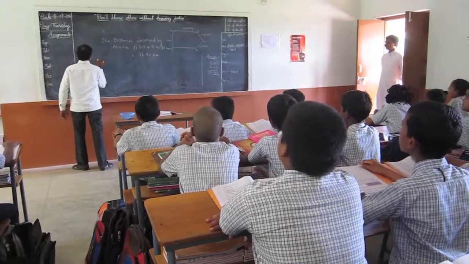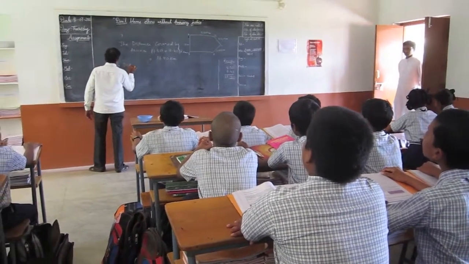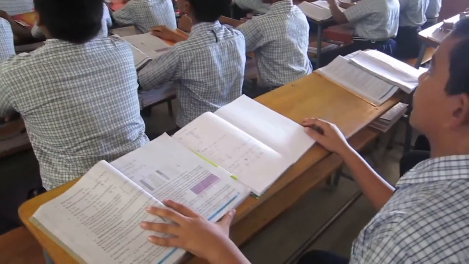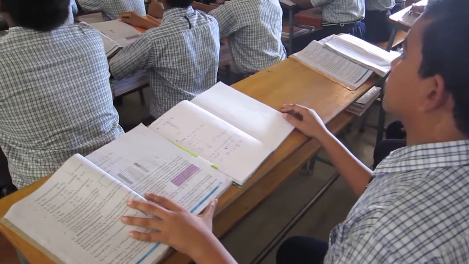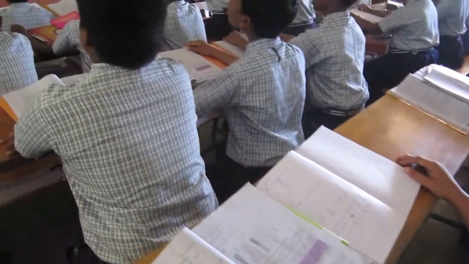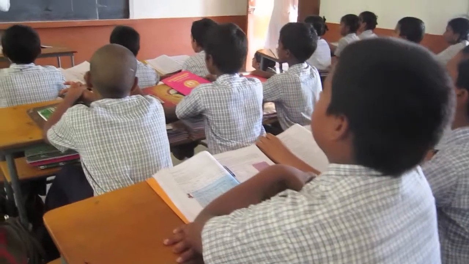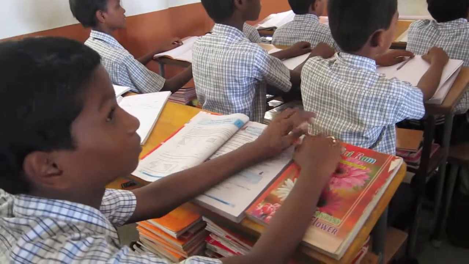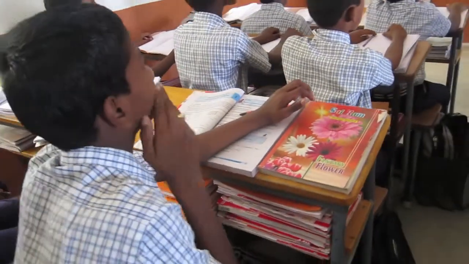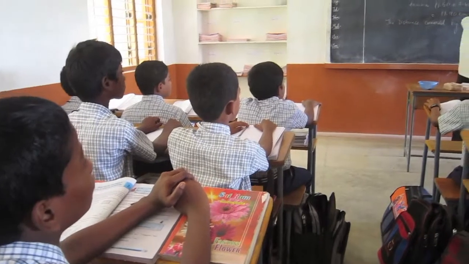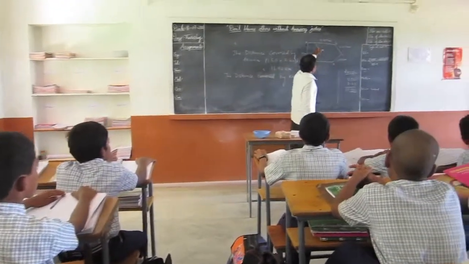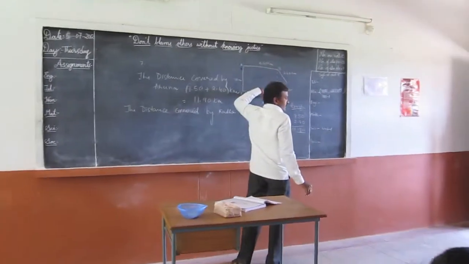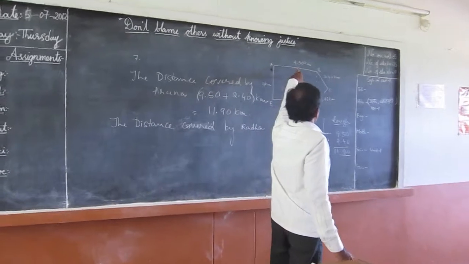The distance traveled by Hava. E to D. E to D. Same distance. Just like, imagine this is a rectangle. Opposite sides are equal. So here we have 9.50.